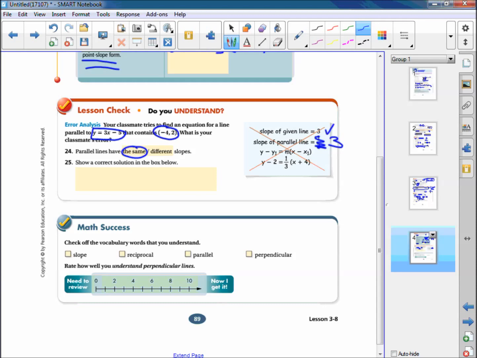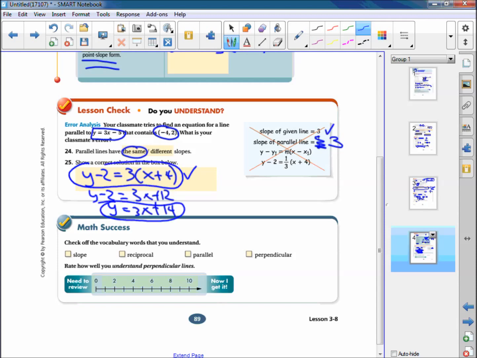Now show a correct solution in the box below. So let's do the correct solution. It's going to be y minus 2 equals the same slope, and then x plus 4. Now this is it in point slope form. Just for fun, we'll go ahead and make it into slope intercept form. So 3x plus 12, and then move the 2 over, so 3x plus 14. Both of these answers would be correct. They're equivalent lines, they're just written differently.